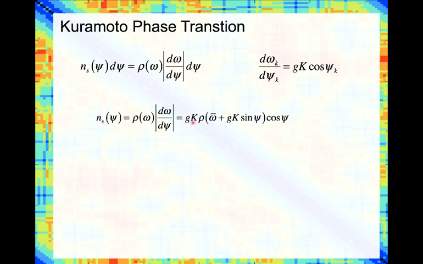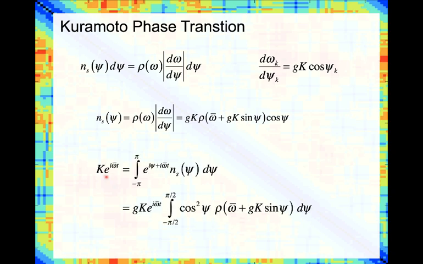And so this is gk coming from here. Here's the cosine, which is coming from here. And then this is the probability distribution function, but it's now a function of this argument, which is the mean frequency plus the coupling term. So the mean field now, rather than a sum, is going to be an integral from minus pi to pi, and we're going to integrate over the slow phase relative to the mean frequency.